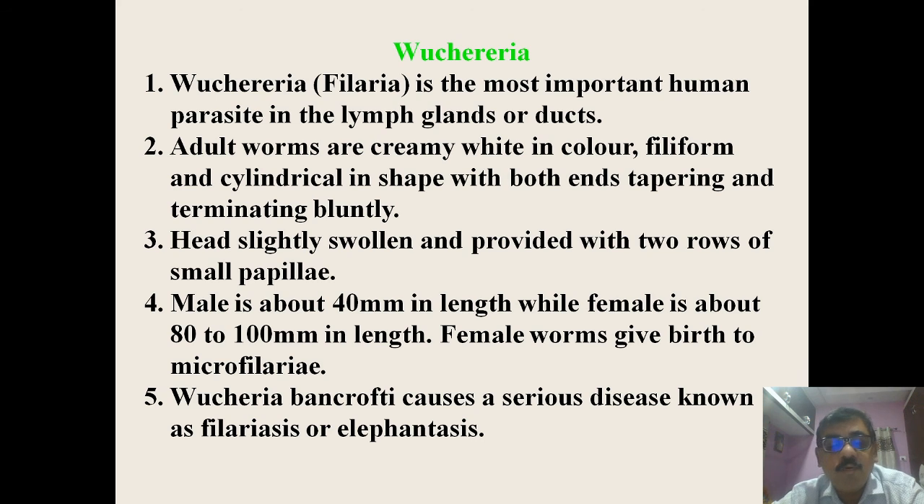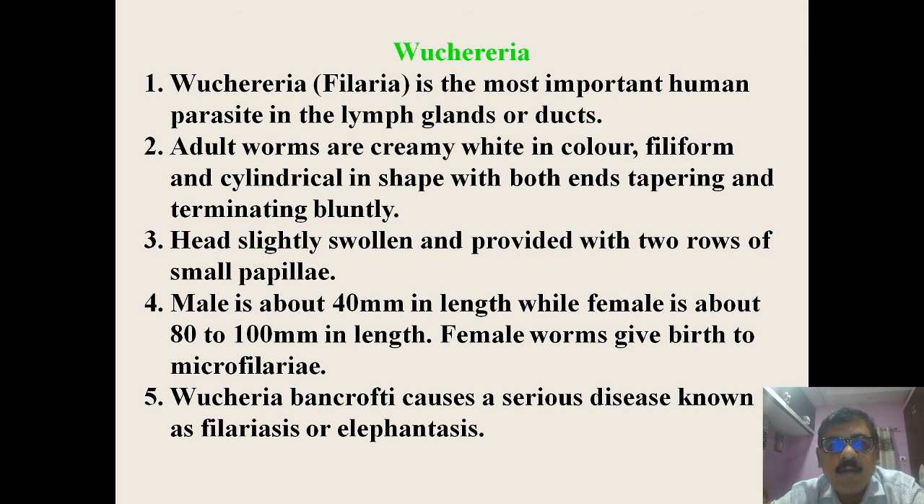The female worms give birth to microfilariae, and Wuchereria bancrofti causes a serious disease known as filariasis or elephantiasis. It completes its life cycle in two hosts, one is man and the other is the mosquito. So this is digenetic, and the life cycle is completed in two hosts, man and mosquito. It causes a serious disease known as filariasis or elephantiasis.